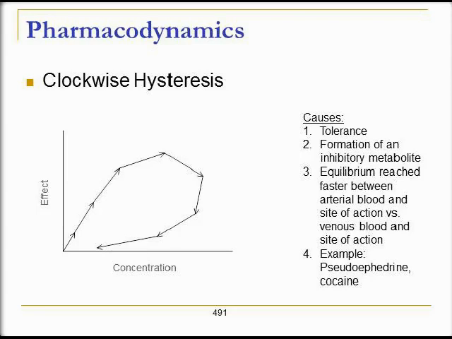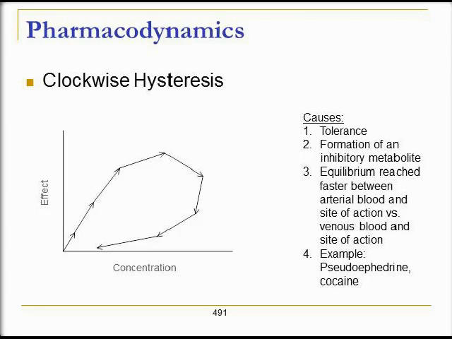Some examples of clockwise hysteresis include tolerance, where the patient becomes tolerant over time. So you could think of narcotics or opioids in that way. Concentrations soon after you take one might have a greater effect than the same concentration much later, once you become tolerant to the drug.